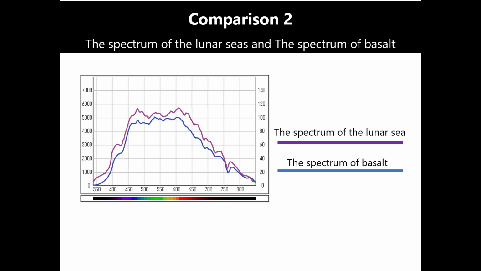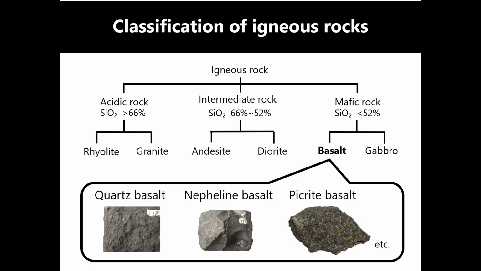The difference in the graph is thought to have been caused by a slight difference in the composition of the lunar basalt and the Earth's basalt. In fact, rocks classified as basalt also have a wide range of compositions. This is because igneous rocks are broadly classified according to the proportion of silicon dioxide and subdivided by other components.